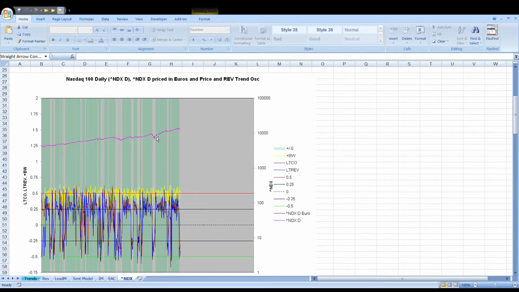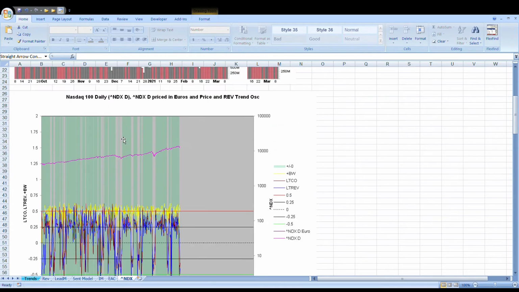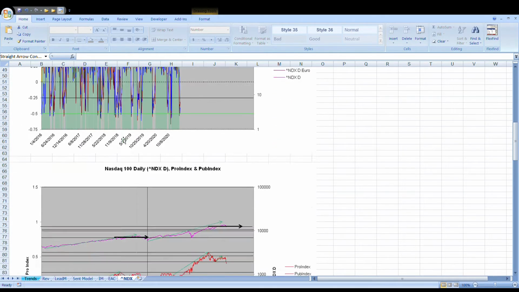The real question is, are we going to get a thin box, a relatively small one, or are we going to get a deeper one or a deeper series of boxes? That probably will be answered by what energy does over the next week or two.